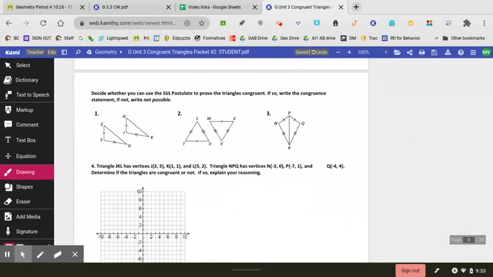So determine whether you can use the SSS postulate to prove these triangles congruent. If so, write the statement. So number one, the answer is no, because I don't know that EG is congruent to HK. Number two is yes. And now I want you to pause and think about the congruent statement to 2 and whether or not you can do it for 3.